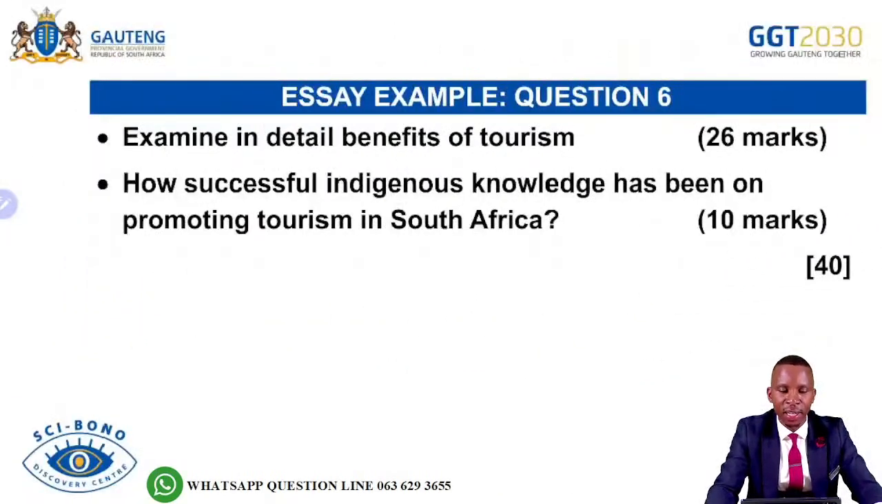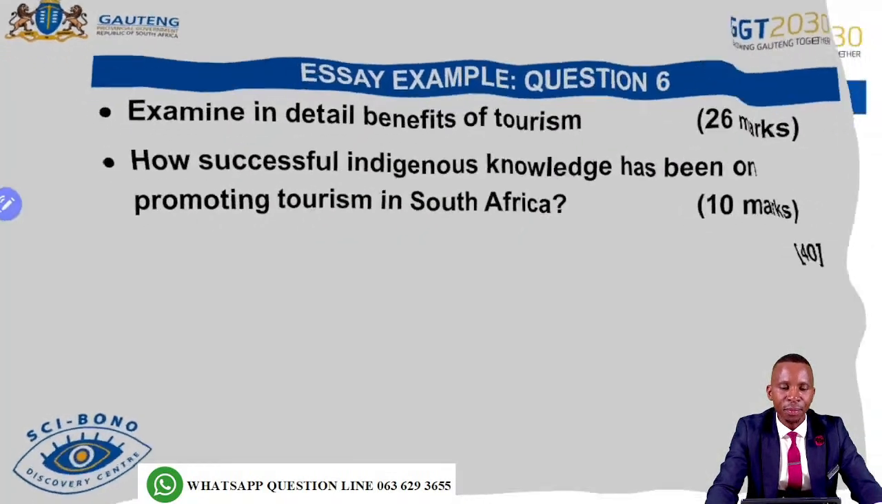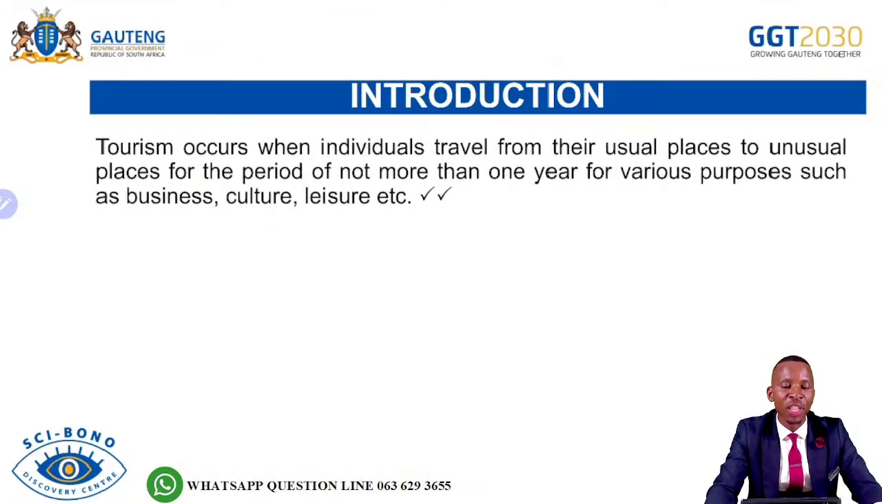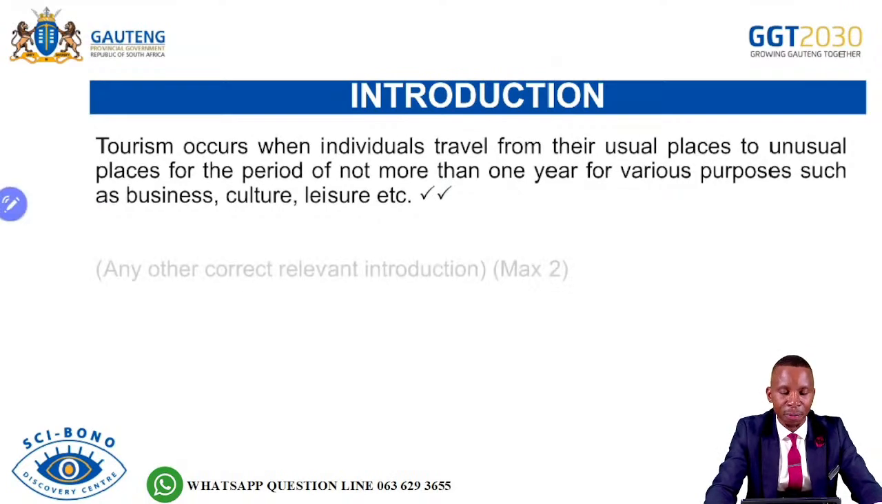And then the last is examining the detailed benefits of tourism, 26 marks. How successful has indigenous knowledge been in promoting tourism in South Africa? And then we will simply peruse this essay. Then we define tourism in the introduction, which occurs when individuals travel from usual places to unusual places for a period of not more than 1 year for various purposes, which can be business, culture, leisure, etc.